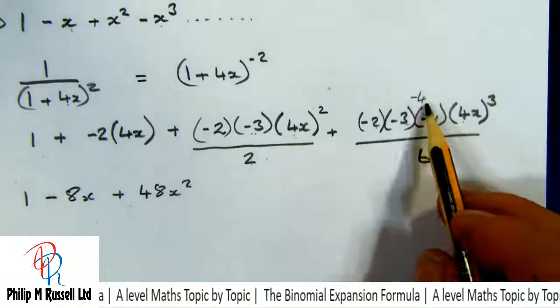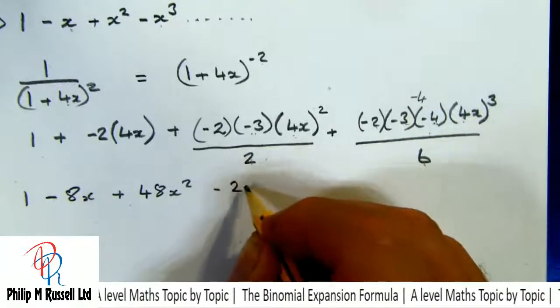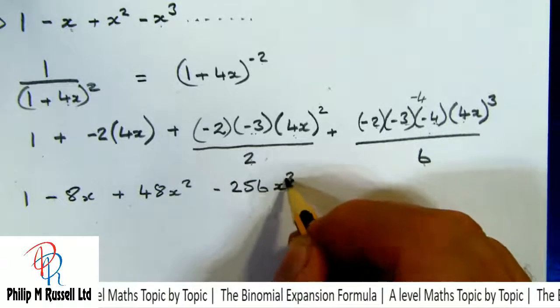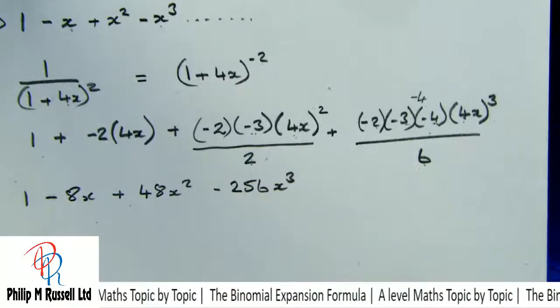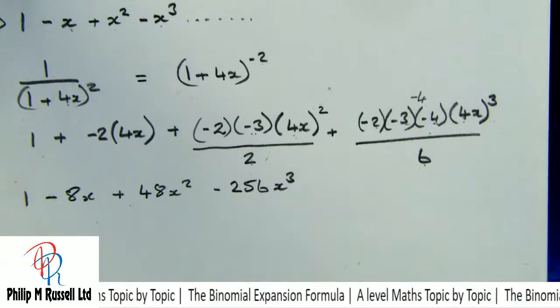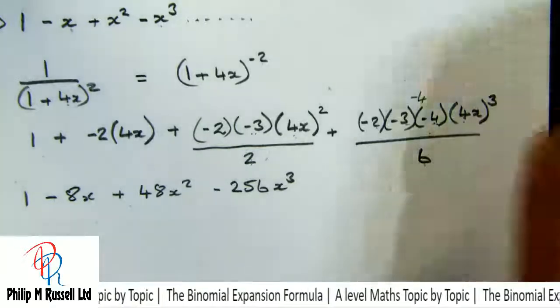64. 64 fours are 256. So minus 256 x cubed. And we have managed to expand that negative binomial expansion.